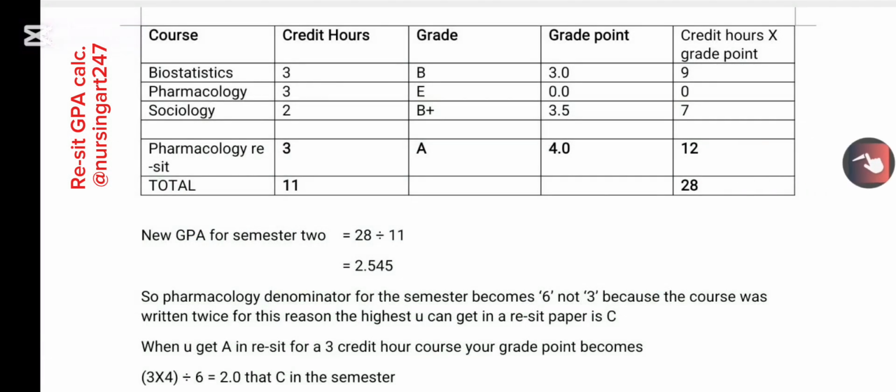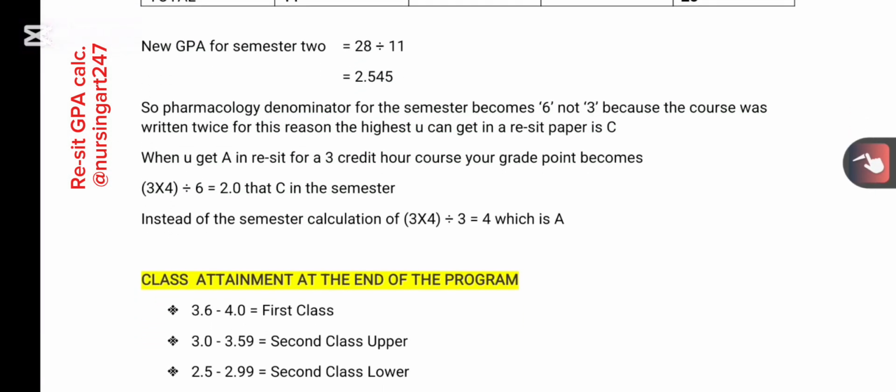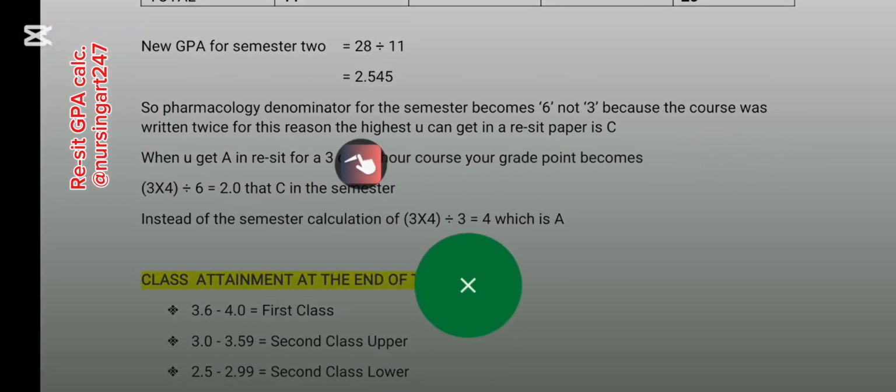One thing we should know is that for such calculation, when the system is using this calculation, the highest you can get in a reset for your main transcript is C. You won't even get C+. Let's look at something. When you get A in a reset for a 3 credit hour course, your grade point becomes 3 times 4 divided by 6, which is 2.0. Remember, 2.0 is C. It's no more an A.